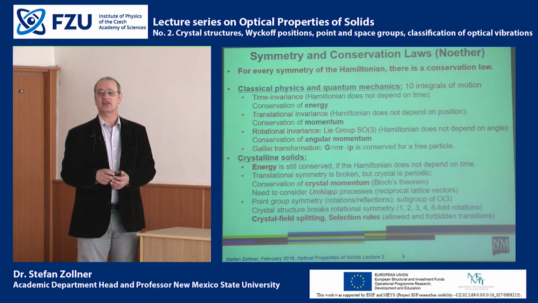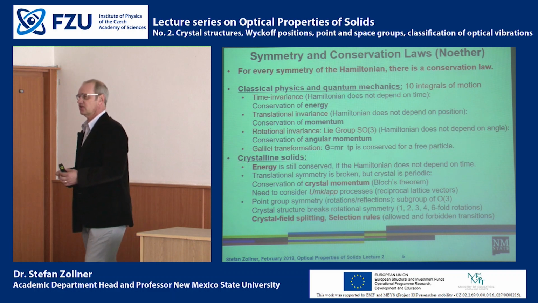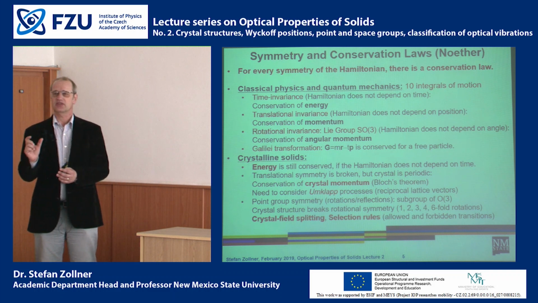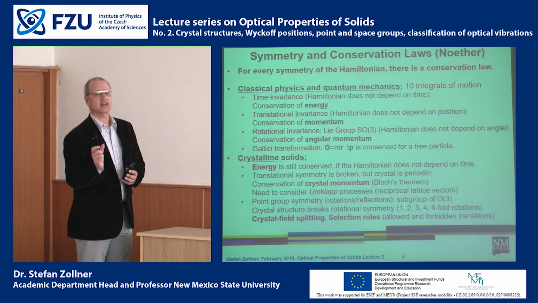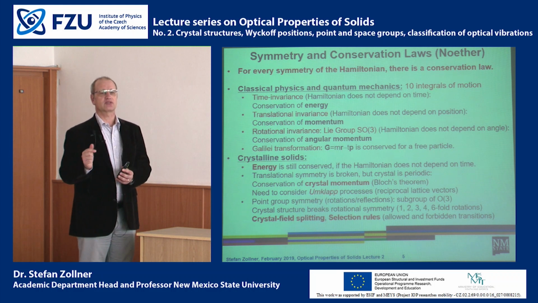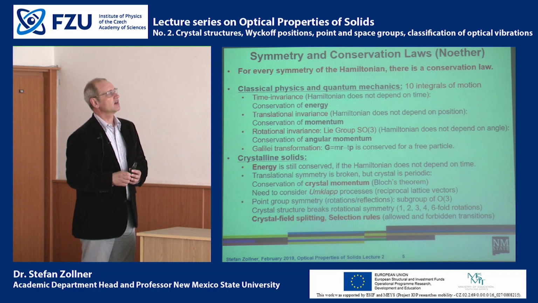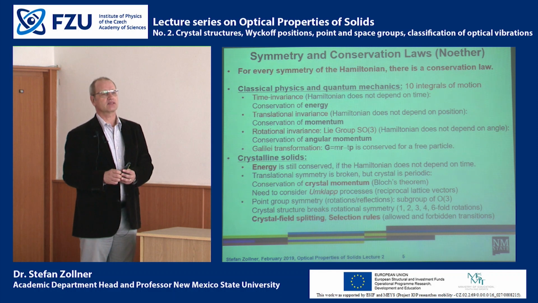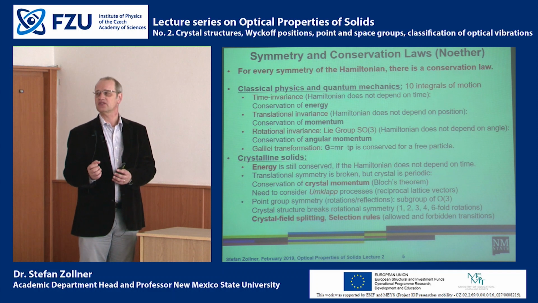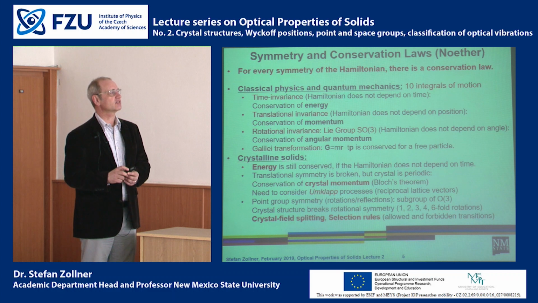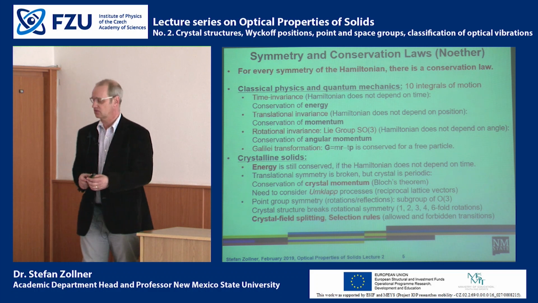The rotational invariance also does not exist in a crystal. We cannot rotate the crystal by an arbitrary angle and expect that it looks the same as before the rotation. Crystals have symmetries, but crystals are only invariant under discrete rotations with specific angles and are not invariant under an arbitrary rotation. And that leads to things like crystal field splittings and selection rules.